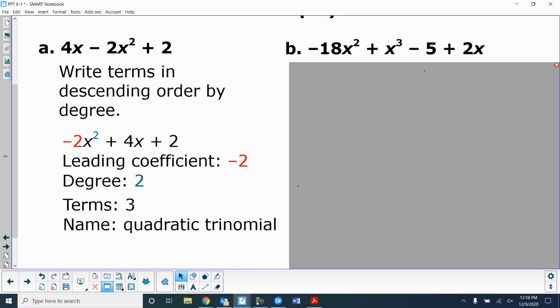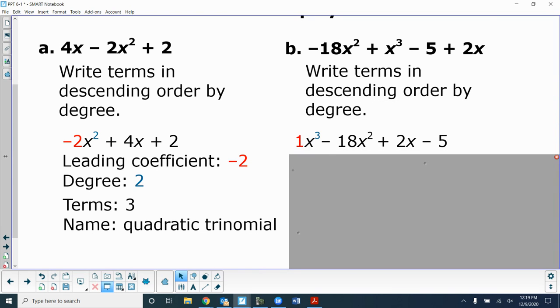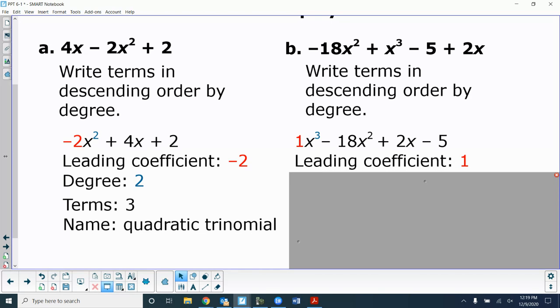Okay. Mary, right order, standard form. Minus 18x squared plus 2x minus 5. Good. That's the correct order. That's called standard form. What's the leading coefficient, Grace? 1. Degree, Hannah? Degree of the polynomial. 5. It's the degree of the first term.